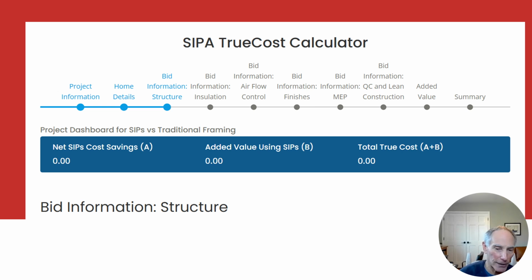Now the added value that comes along later, when we finish this last piece, will show up here, and that's always positive. Either you add value or you don't with SIPs. And when you add A and B together, you get the true cost result. And where it's positive, you have a cost advantage. And that's where SIPs is a better choice from a cost perspective for the builder. And so you're going to see this running tally at the top of every page.